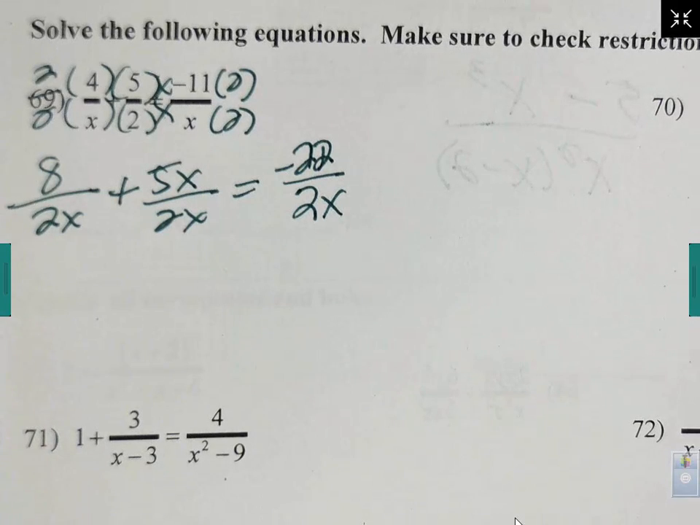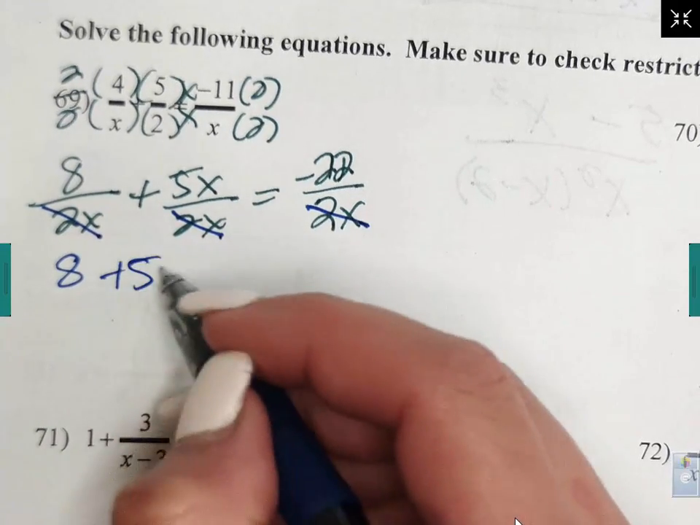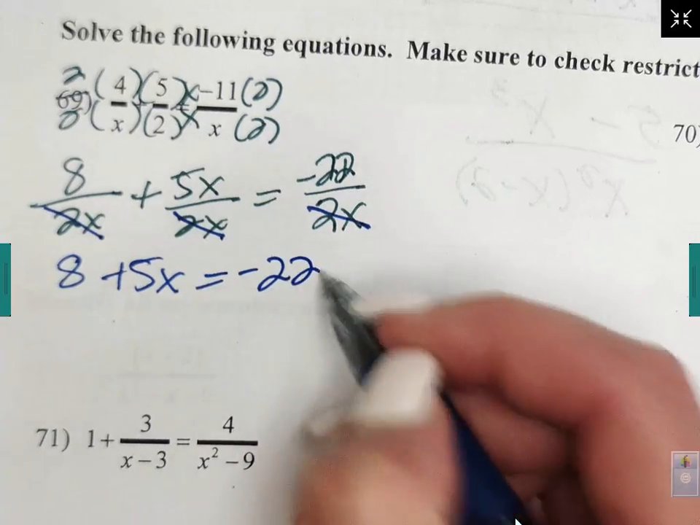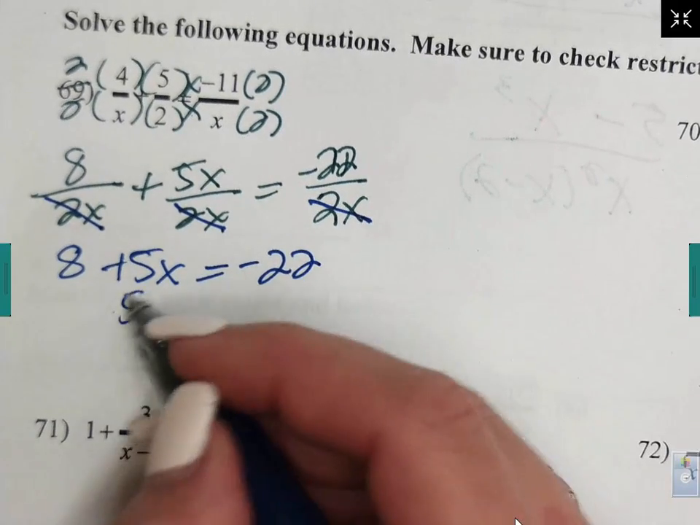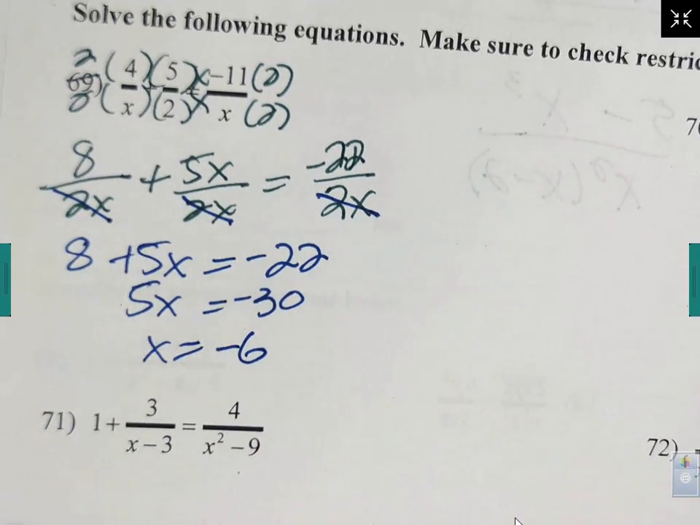Do y'all remember what we can do now? We could, the denominator you mean. Right, I'm sorry. It's okay. So we get 8 plus 5x equals negative 22. 5x equals negative 30, and x is equal to negative 6. Any questions?